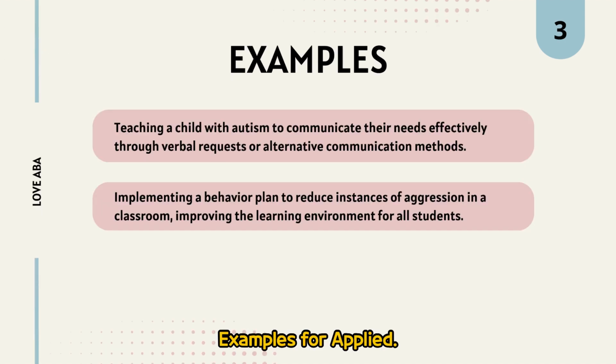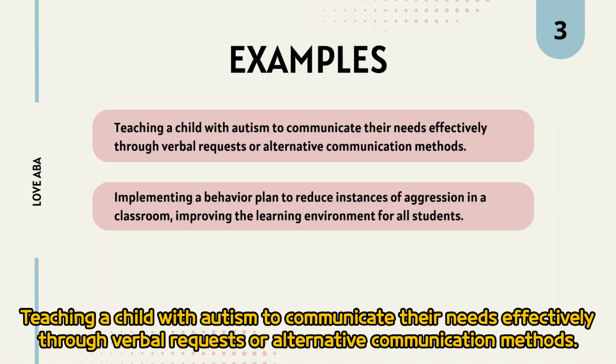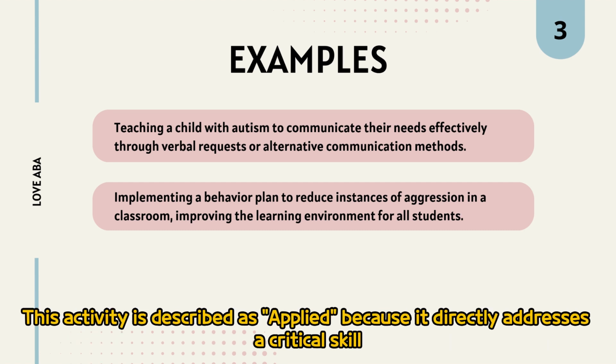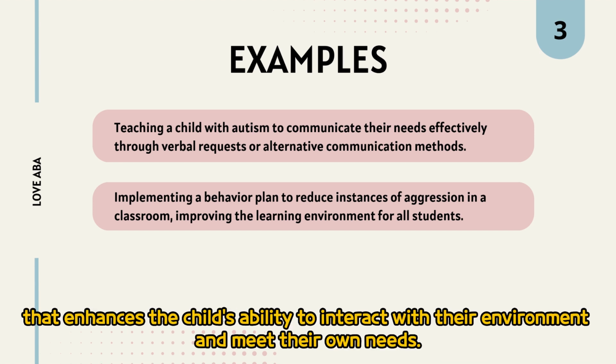Examples for applied: teaching a child with autism to communicate their needs effectively through verbal requests or alternative communication methods. This activity is described as applied because it directly addresses a critical skill that enhances the child's ability to interact with their environment and meet their own needs.